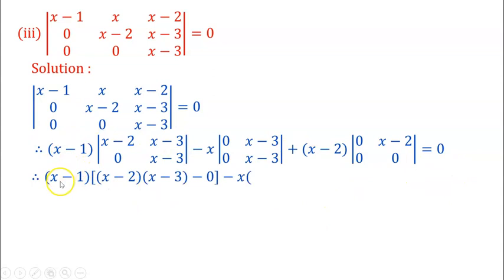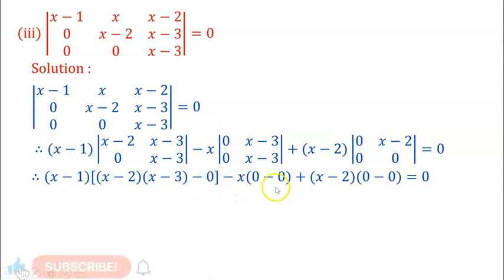Now here, first x minus 1, the product of x minus 2 into x minus 3. 0 into x minus 3, there you will get 0, minus x. Next, 0 into x minus 3, 0. 0 into x minus 2, you will get 0. Next, plus x minus 2. Next, 0 into 0, 0 into x minus 2, that you will get 0. And overall, the value of this determinant is 0.